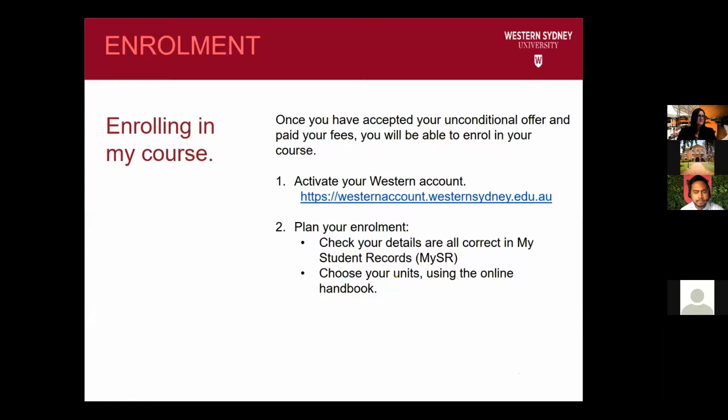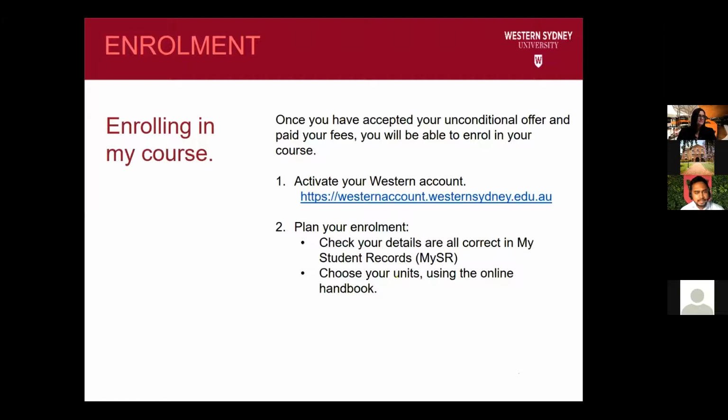westernaccount.westernsydney.edu.au. It will simply prompt you for your SID, your student number, where you go ahead and set up your password. With this password, there would be quite a lot of portals, quite a lot of websites in the future during your study that you'd be using your student number and the password to log in. And after you complete setting up your password and your security questions so that you can reset your password in the future, the next step will guide you through planning your enrollment.